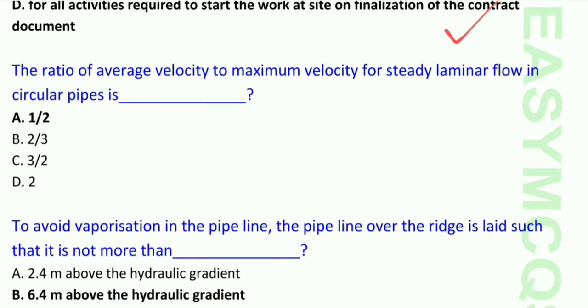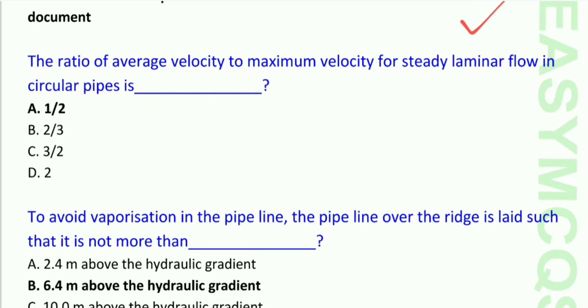Next question. The ratio of average velocity to maximum velocity for steady laminar flow in circular pipes is. Answer A is right, 1 by 2.